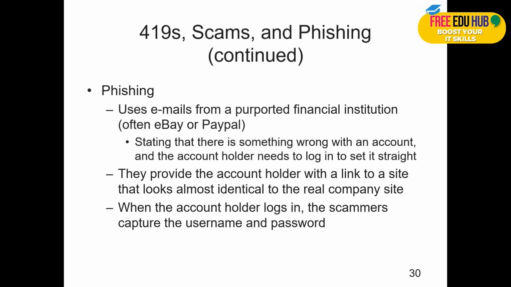Now, phishing uses emails from a purported financial institution. For example, it would say that it's coming from eBay or PayPal, stating that there is something wrong with an account and the account holder needs to log in to set it straight. They provide the account holders with a link to a site that looks almost identical to a real company site. Then the account holder logs in, and the scammer captures the username and password.